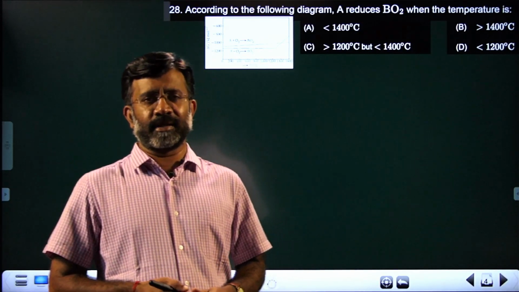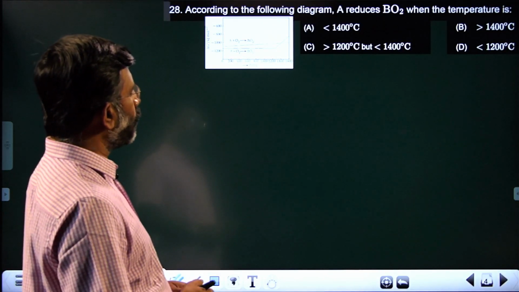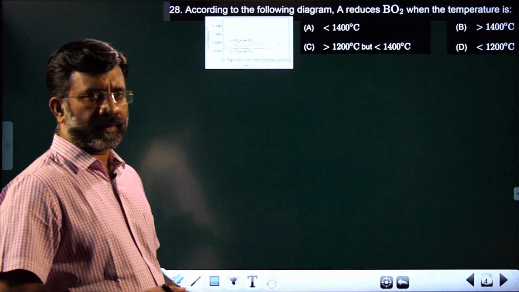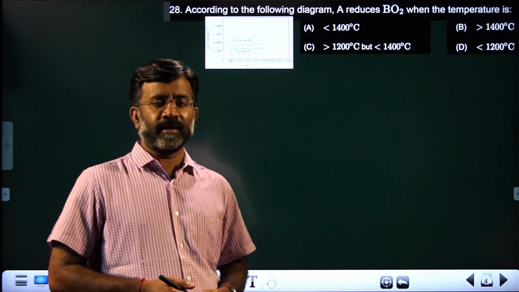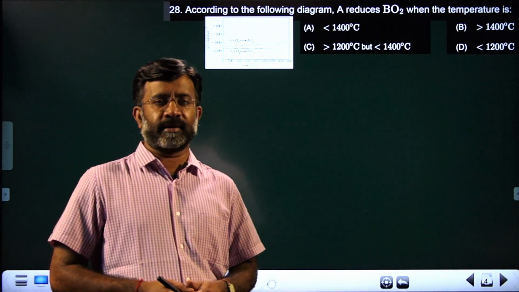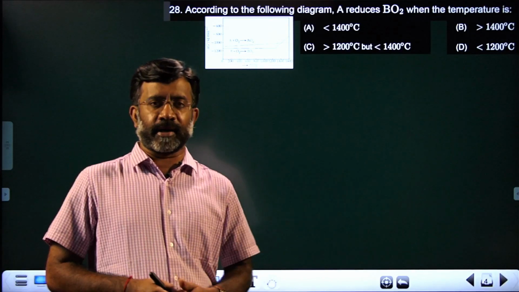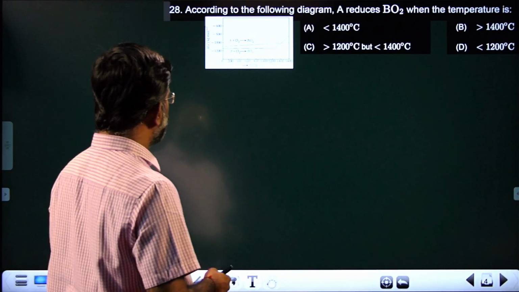You might have seen it in the textbook. So the point is, A can reduce BO2 when the temperature is... See, A can reduce BO2 when the delta G value for A oxide comes below, that is, high negative, compared to that of B oxide. That means it is possible.